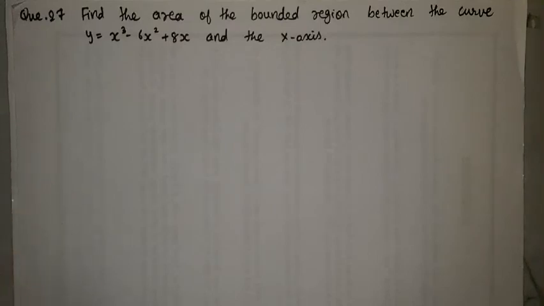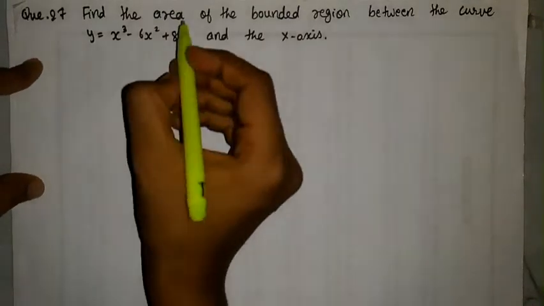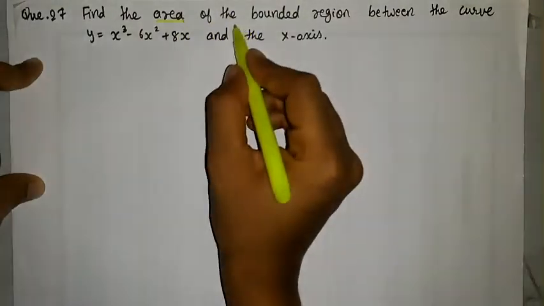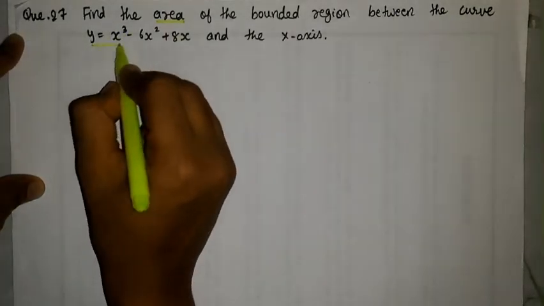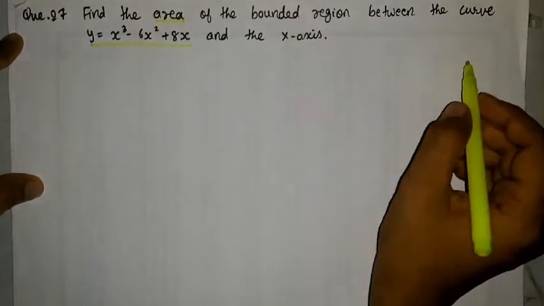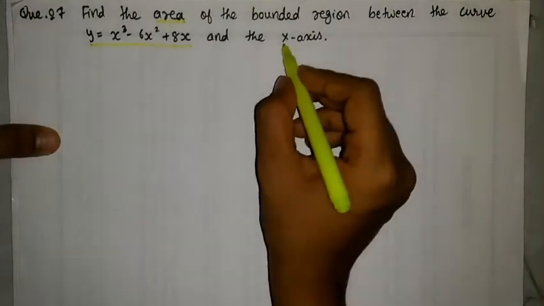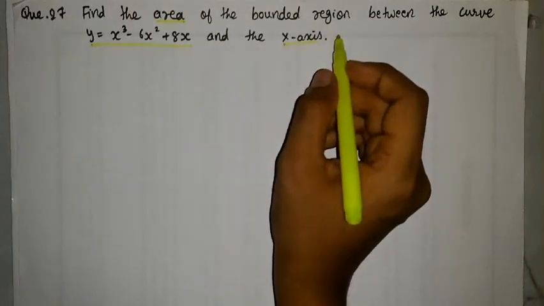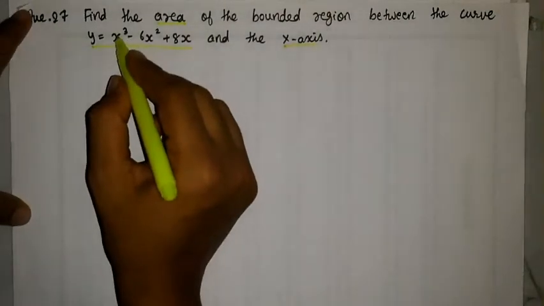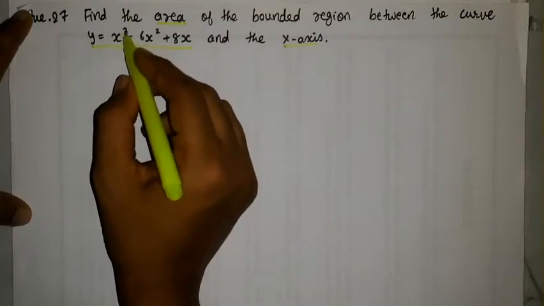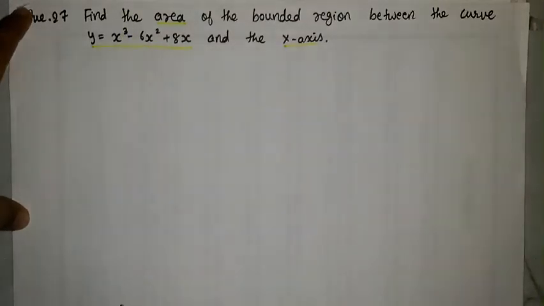So today's question is, find the area of the bounded region between the curve, that is y is equal to x cube minus 6x square plus 8x and the x-axis. We have to find the region bounded by this curve. We can clearly see that it's a cubic curve because the power is 3. In such questions, our first step is to draw the diagram. So let's first draw the diagram.